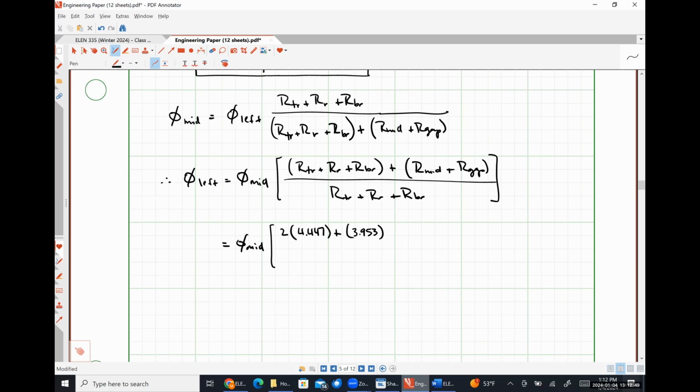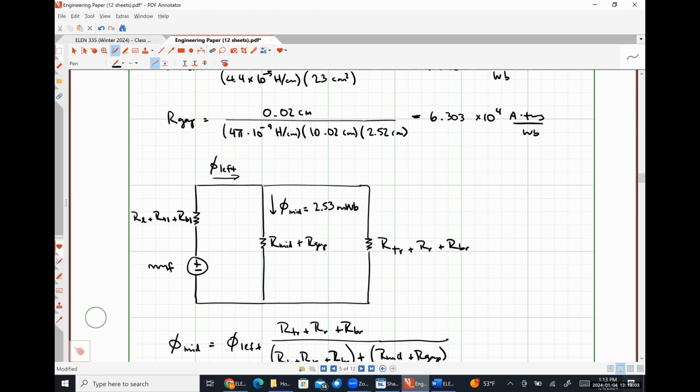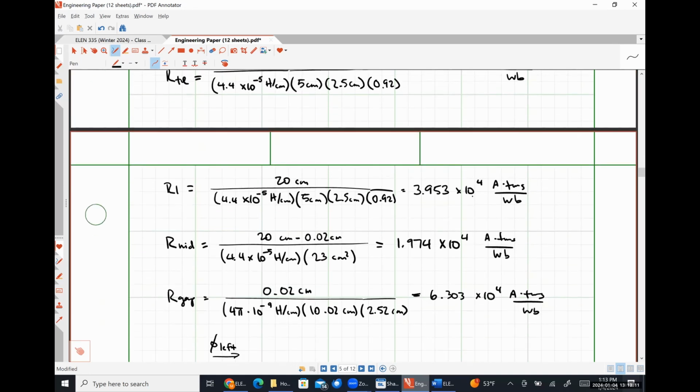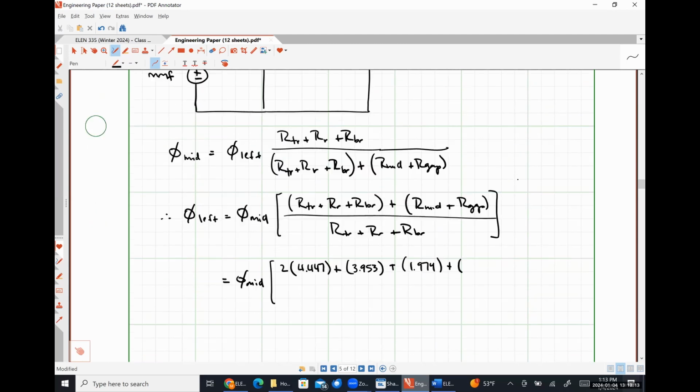Since all of these are multiplied by 10 to the fourth, I'm just going to throw that away, because my denominator is also effectively multiplied by 10 to the fourth, so none of those times 10 to the fourths wind up mattering. Then I have my middle, 1.974. Then I have my gap, 6.303. Divided by twice 4.447 plus 3.953.